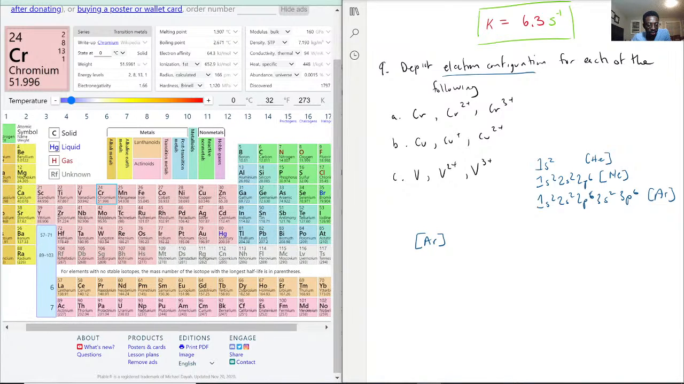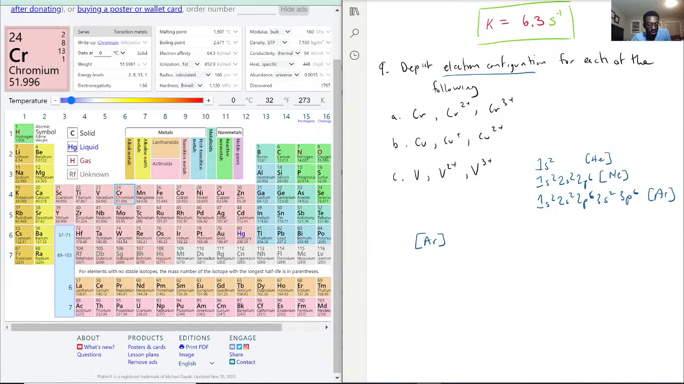What is V? Oh, vanadium. It's close. I'm probably butchering that name. So chromium is going to be 4s2, because that is the fourth row. But because you got into the d subshell, you want to subtract 1 from the number, so you actually have 3d4. But we're not done here.